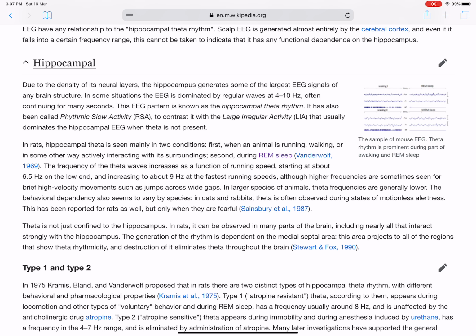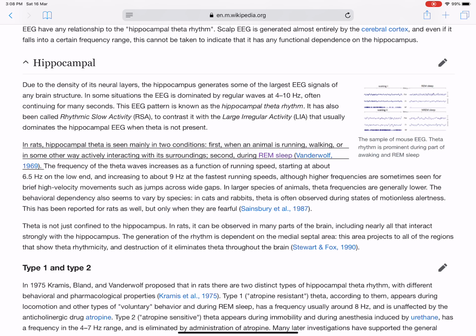Hippocampal theta. A sample of mouse EEG. Theta rhythm is prominent during part of waking and REM sleep. The hippocampus generates some of the largest EEG signals of any brain structure, due to the density of its neural layers. In some situations the EEG is dominated by regular waves at Hertz, often continuing for many seconds. This EEG pattern is known as the hippocampal theta rhythm. It has also been called rhythmic slow activity (RSA), to contrast it with the large irregular activity (LIA) that usually dominates the hippocampal EEG when theta is not present.